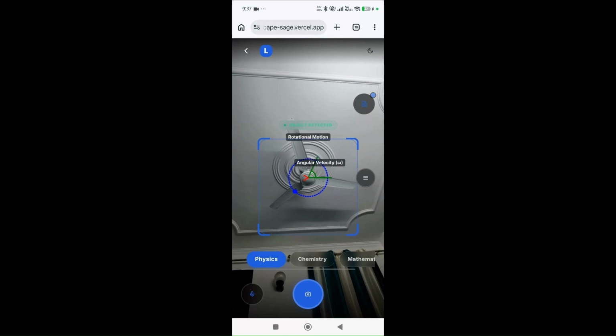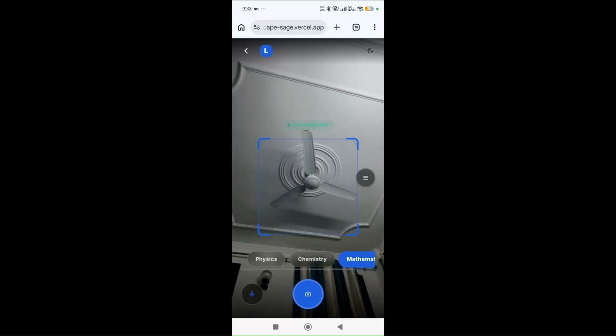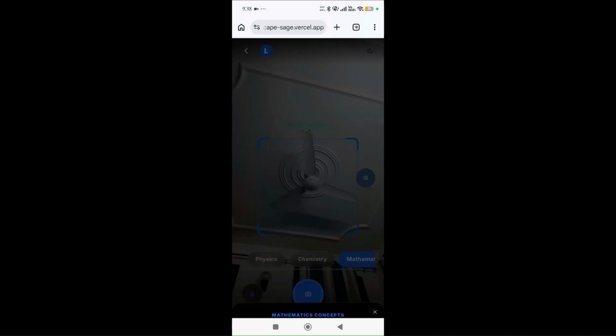Here's a cool thought. While the very tips of the blades might be zipping along, every part of the blade, from where it connects to the motor to its very end, shares the exact same angular velocity at any given moment. Mathematics concepts related to this object. Which one would you like to explore?